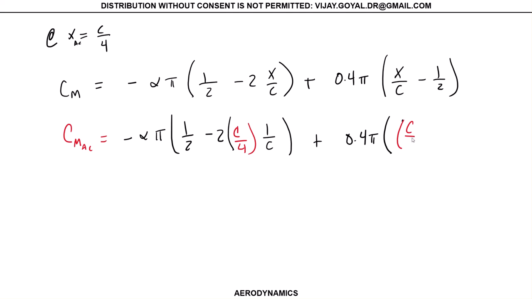This is c over 4, 1 over c minus 1/2. You can do a little bit of mathematics here. I will let you do that, and you can show that this value is minus 0.1 pi. Okay? So we have the pitching moment, we have your lift.